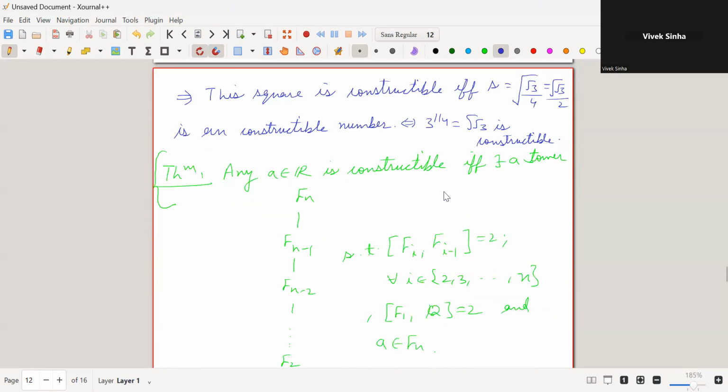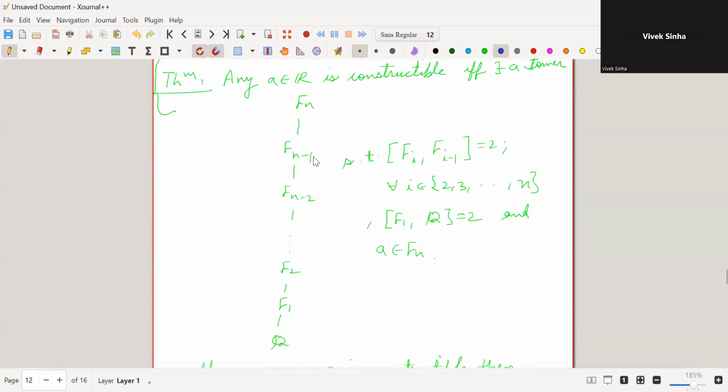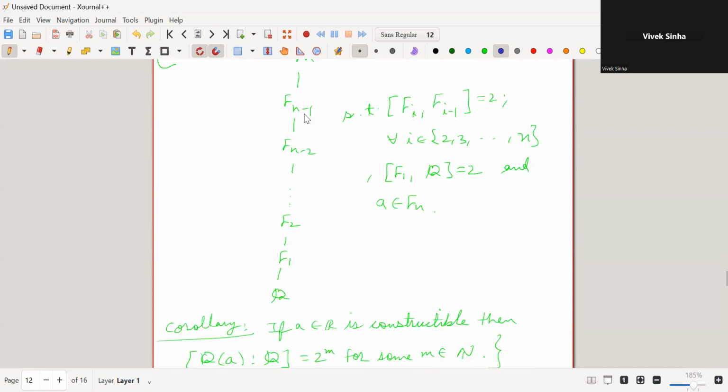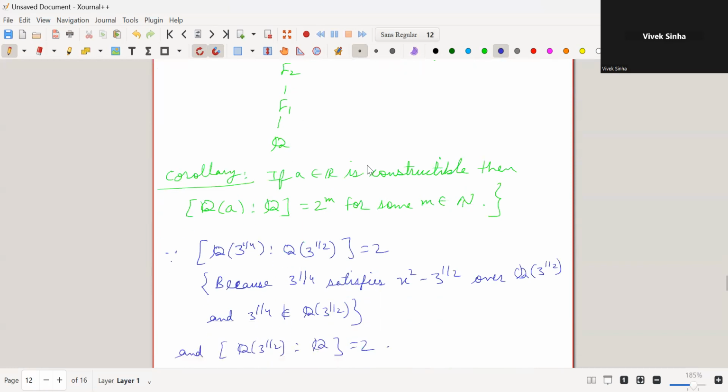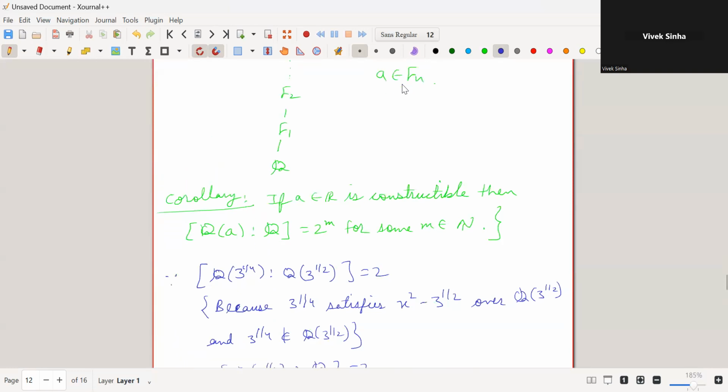And we saw in the lecture that a belongs to R is constructible if and only if there exists a tower of fields such that each one has degree 2 and a belongs to this Fn. Is it each one, right? Yes, sir. Now, corollaries: if a belongs to R is constructible, then the degree of Q(a) over Q is 2 raised to m for some m. But here we want to show that this is constructible, so we can't use this corollary, because this is for showing something not constructible. If that power is not 2 to the m, then we can use that it is not constructible. But for the other side, we have to use the above theorem, right?